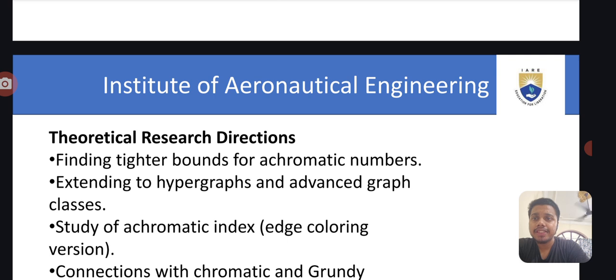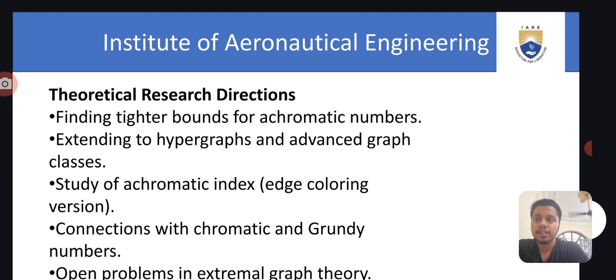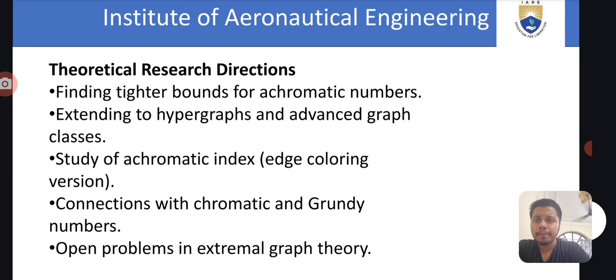Theoretical research directions: finding tighter bounds for the achromatic number, extending to hypergraphs and advanced graph classes, and studying the achromatic index, the edge coloring version. Connection with the chromatic and Grundy numbers is an open problem in extremal graph theory.